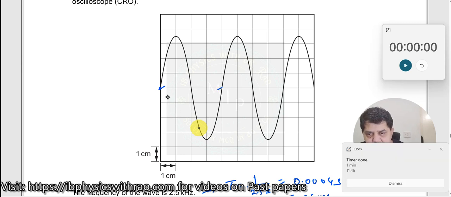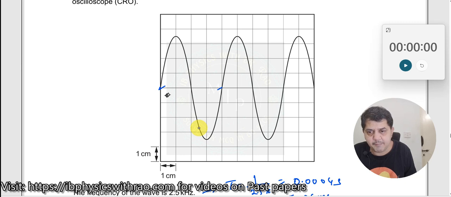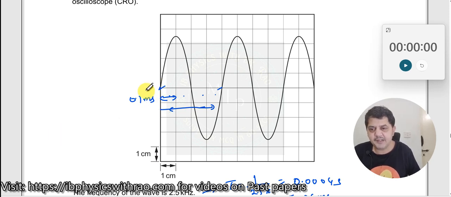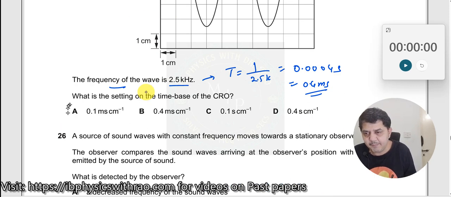So time base refers to each small square here, per centimeter. 1, 2, 3, 4. So this total thing is seen to be 0.4, and each one should be equal to 0.1, right? So this should be 0.1 millisecond per centimeter. Answer is E.